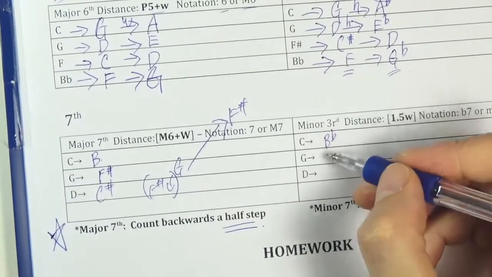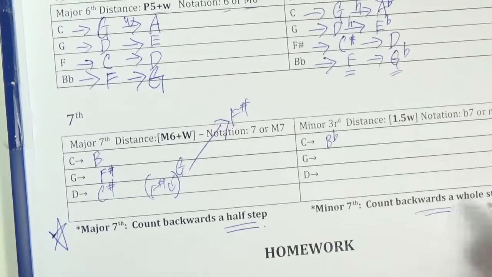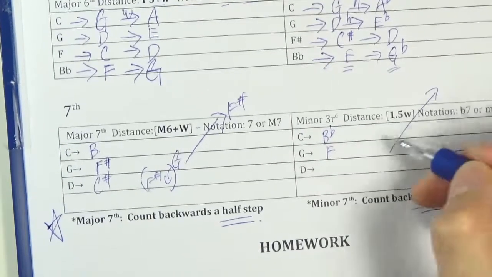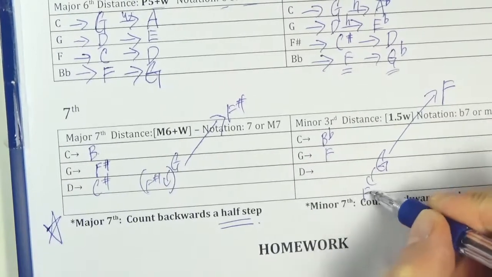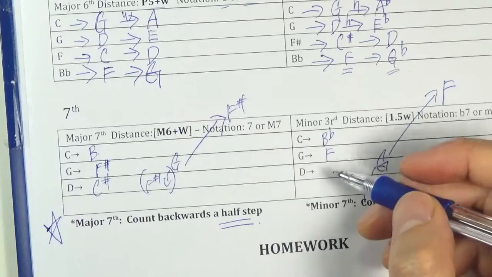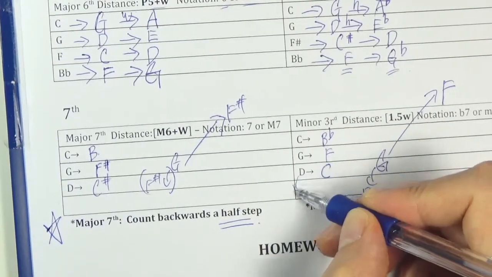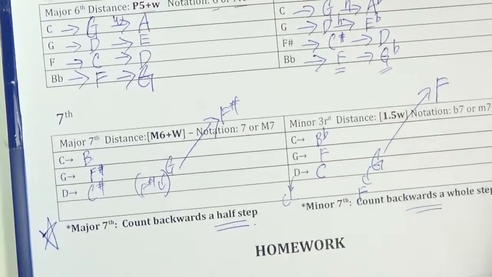Same case here. G, go back a whole step this time for a minor seventh. It should be an F. So we're doing the same thing here. G, we're actually looking for this note, but we're counting backwards a whole step. Okay, our last example here, D, it should be C because we're going back a whole step. So that should be C.